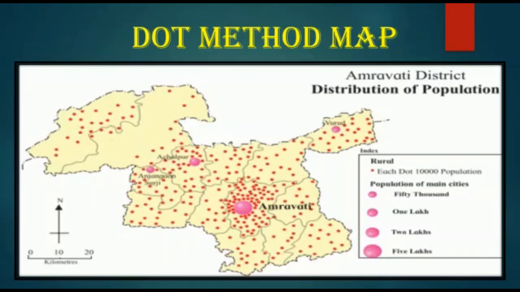To do that, the lowest and the highest value of a given variable in a region are taken into consideration. So, in this map, the highest value is 5 lakh, whereas the lowest value is 50,000. Accordingly, the number of dots is determined. Students, in such a map, we need to consider the size of the dot, the density of the variable and the scale of the map.